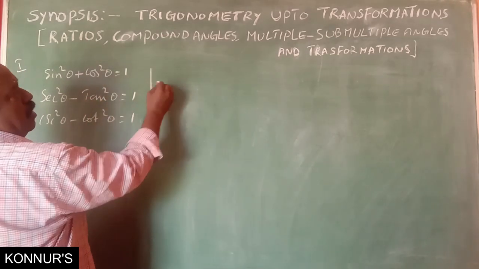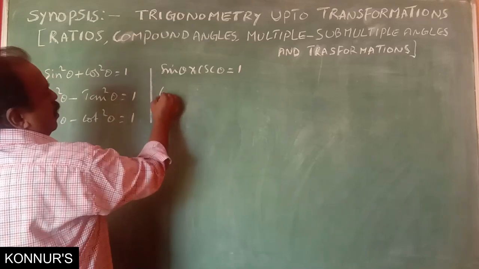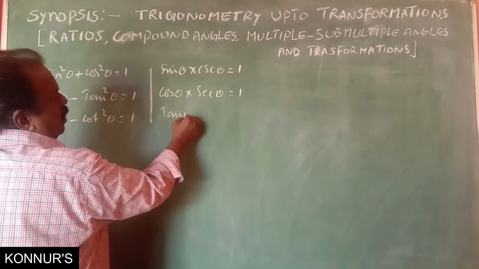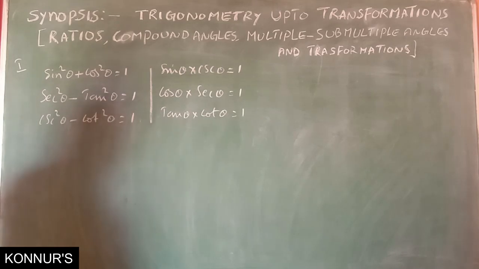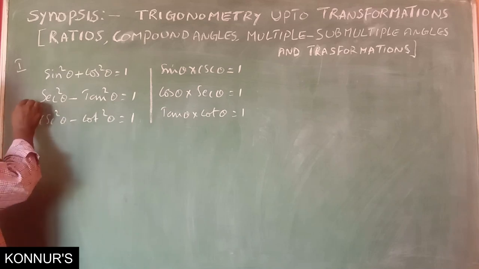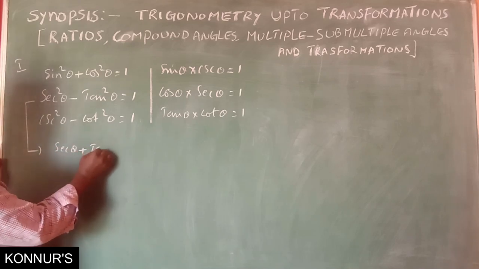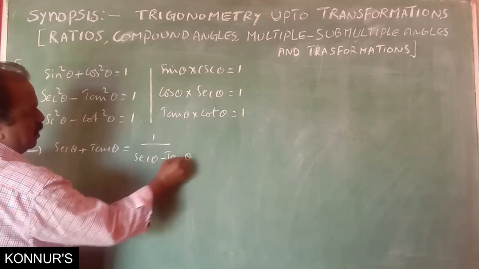Not only these three, again, sin theta into cosecant theta is equal to 1. Cos theta into secant theta is equal to 1. Tan theta into cot theta is equal to 1. These are six formulas, and each is equal to 1. These are very fundamental identities. Okay. You see, in this one, you take secant square theta minus tan square theta. It is very important. Secant theta plus tan theta is equal to 1 by secant theta minus tan theta.